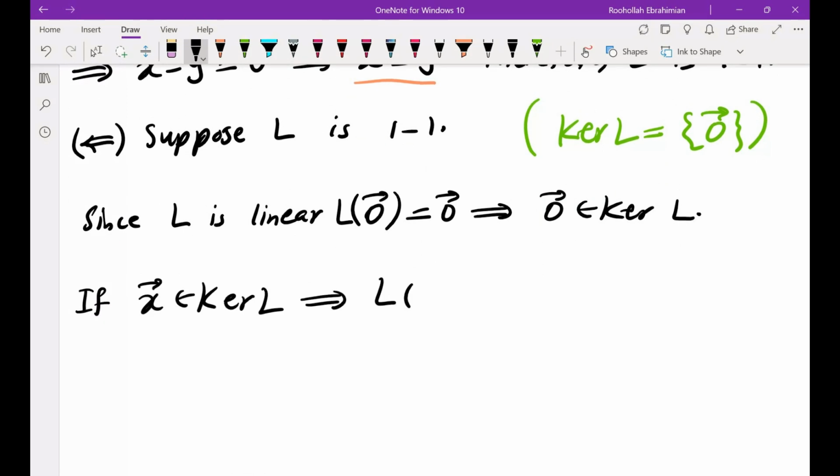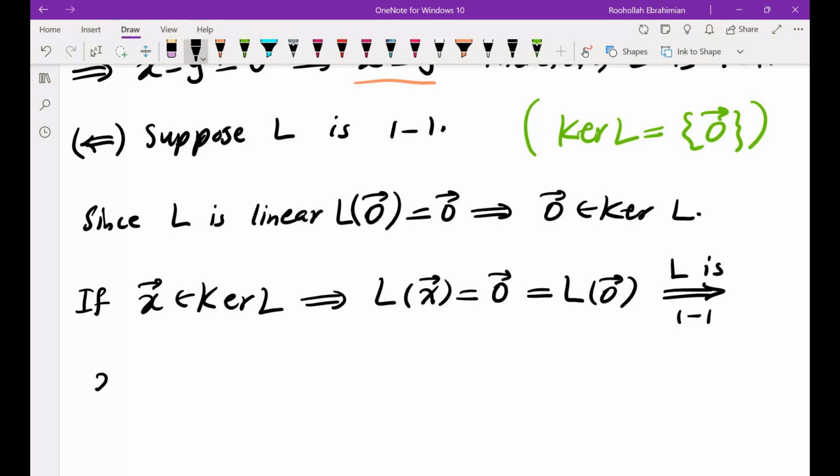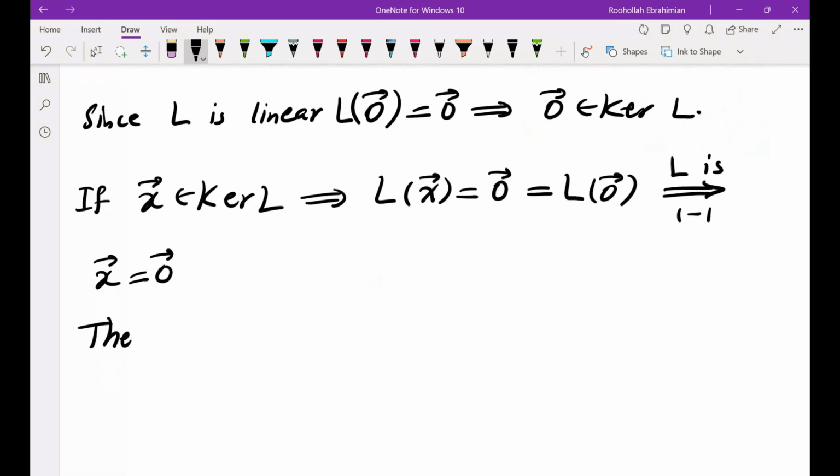So this means L of x is 0 by definition of kernel, but 0 is L of 0. That's again because it's linear. So that implies, since L is one-to-one, x must be 0. So if something is in the kernel, it must be 0. And 0 is in the kernel, therefore the kernel is just 0. So therefore, the kernel of L contains only the vector 0.